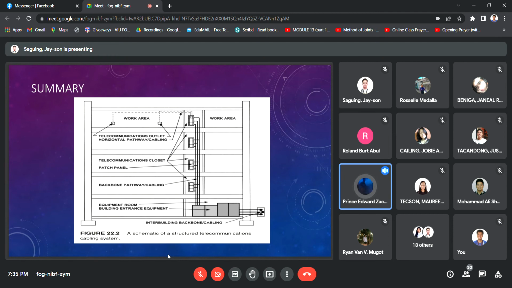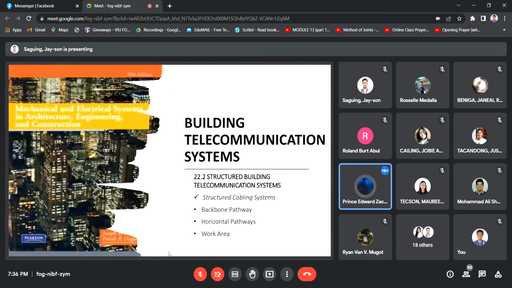So tapos kanang telecommunication closet dayon, di ba naa man nakita ninyo na sa each floor. So kana dayon ipadulong din na niya sa mga sa work area. So ingana man na siya. So interbuilding backbone mapadulong siya, musulod siya sa entrance facility, sa equipment room dayon, then sa telecommunication closet dayon to the work area. So to ako. So next reporter.